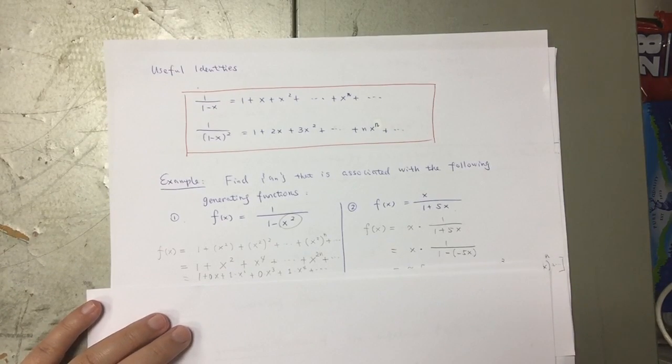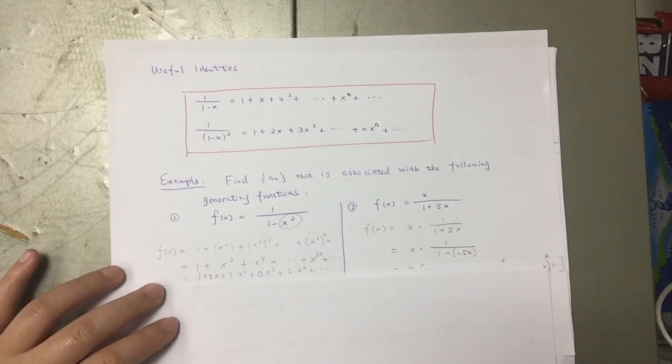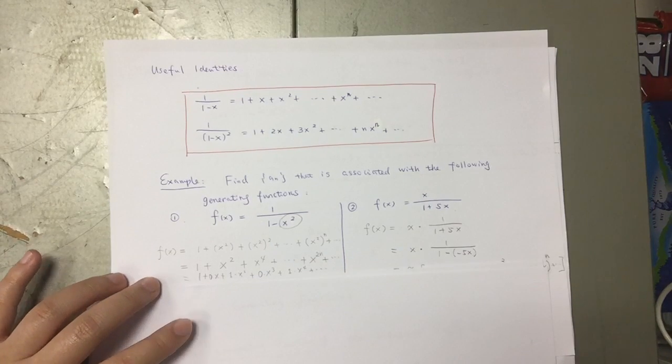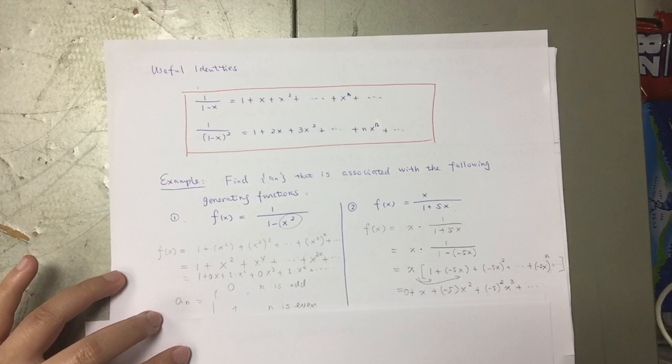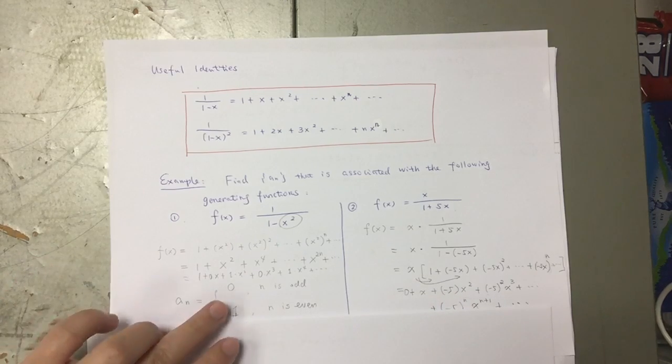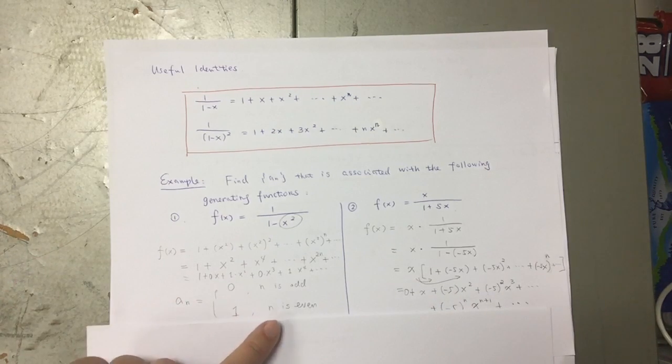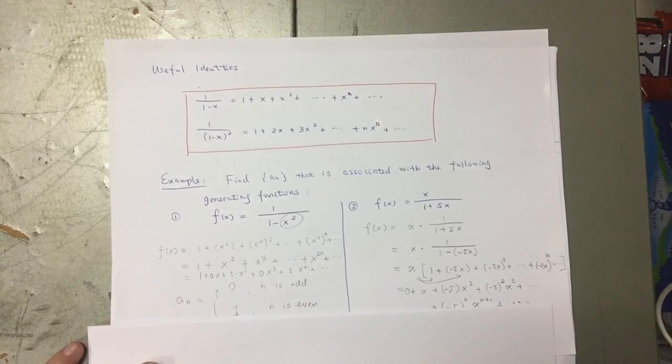If you want to write that out as a nice, uniform form, you can say a_n equals 0 or 1. It is 0 for odd indices. It is 1 for even indices.